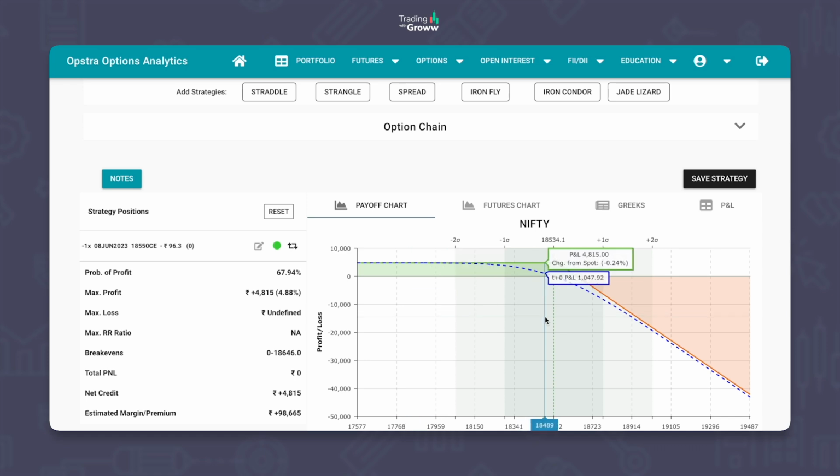But if the market goes against you, if the market continues to go up, then your maximum loss is undefined, which means the maximum loss is unlimited. So if your view goes wrong, there is a huge chance that you could lose much higher money. So now how do I protect this? By using a hedge mechanism.